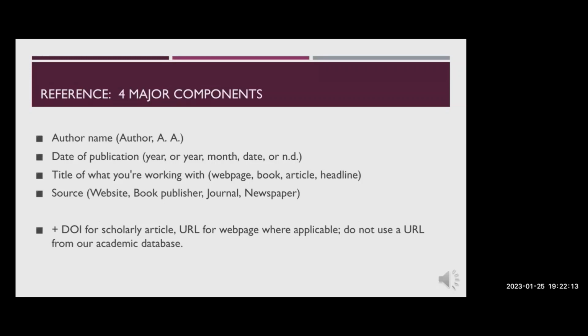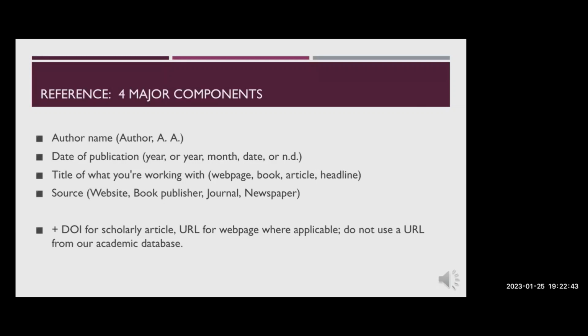The next thing is the date of publication, and that will either be a year or a year, month, date. And I apologize that there should be no comma between the month and the date, or n.d. So those are your options. The next component is the title of what you're looking at. If it's a web page, it's the title of the web page. If you're looking at a book, it's the book. If you're looking at an article, it's the article, etc.